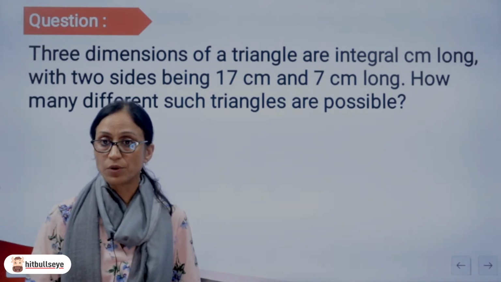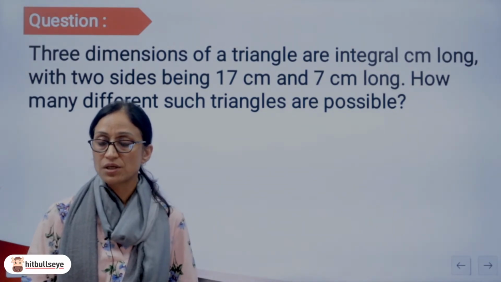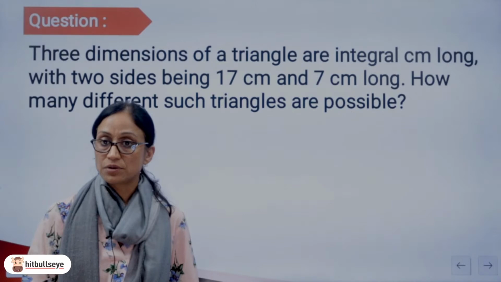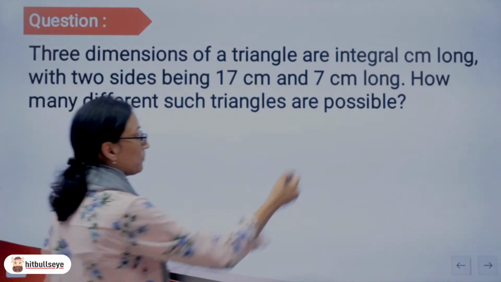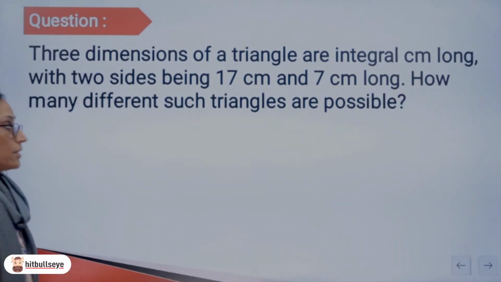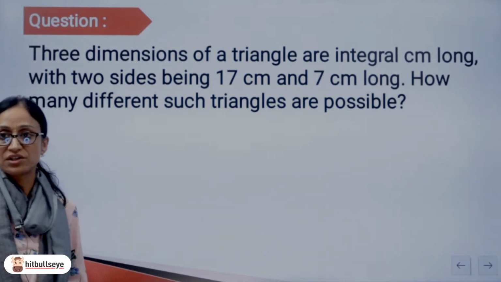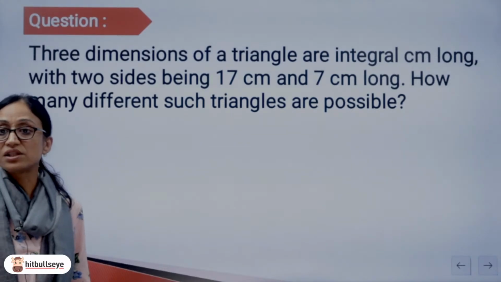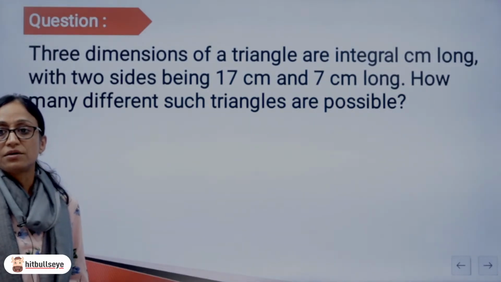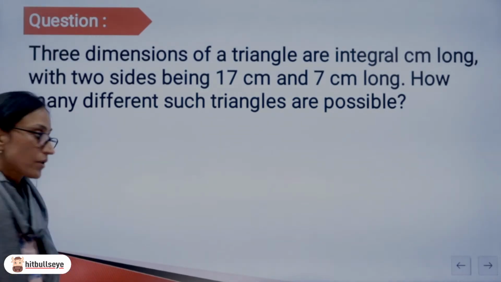Again, the important word which is never to be missed in these categories of questions where they tell you to count the number of triangles possible is integer. That's again provided in the question. All right, so let's read the question. Three dimensions of a triangle are integer centimeter long, which is very important. Two of them are 17 centimeters and 7 centimeters. How many different combinations are possible for the third side?